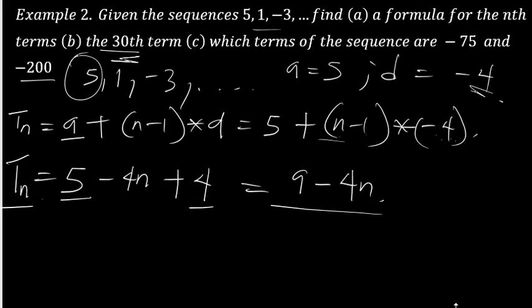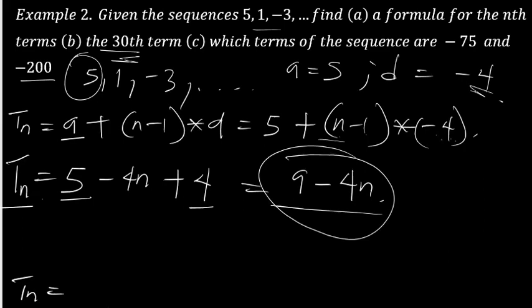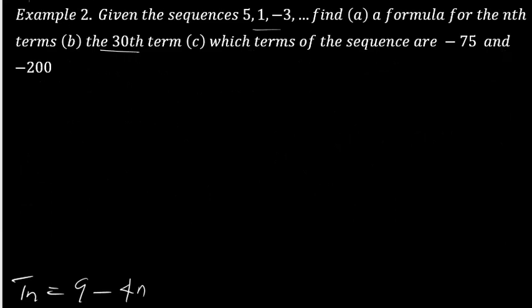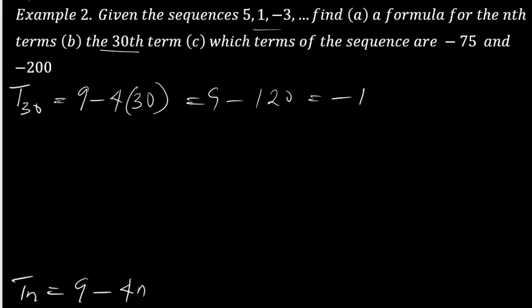So now let's look for the 30th term. The nth term is equal to 9 minus 4n. So that means the 30th term, t subscript 30, will be equal to 9 minus 4 times 30, which is 9 minus 120, which is equal to minus 111.